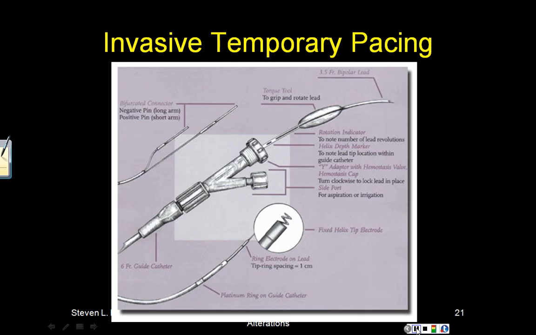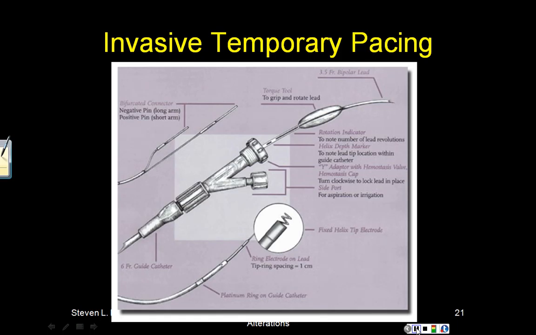This particular one you're seeing here has a little helix-type screw on it that digs into the heart muscle, allowing it to stay in contact with the heart muscle better. The newer ones don't necessarily have that. It depends on which company you're dealing with. The one we have that I could show you at school actually has a balloon that allows it to float in easier and then hopefully remains in contact with the right ventricle.